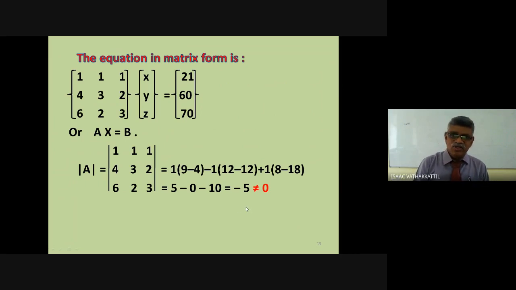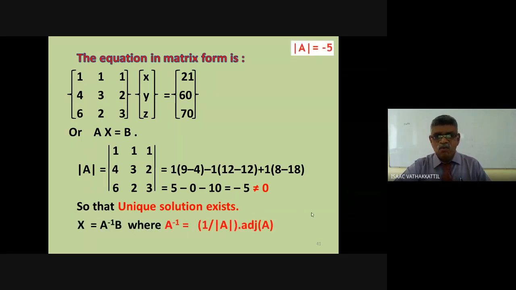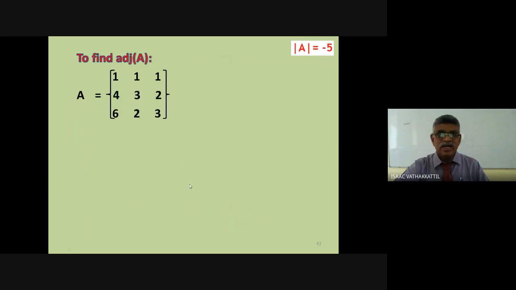Determinant is not equal to 0 means what is the immediate conclusion or immediate inference? Determinant is not equal to 0, so unique solution exists. What is that solution? X equal to A inverse B, where A inverse is 1 by determinant A into adjoint of A, where determinant of A is minus 5. And now how to find adjoint?